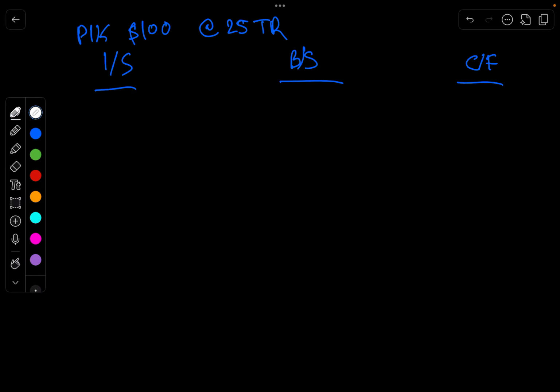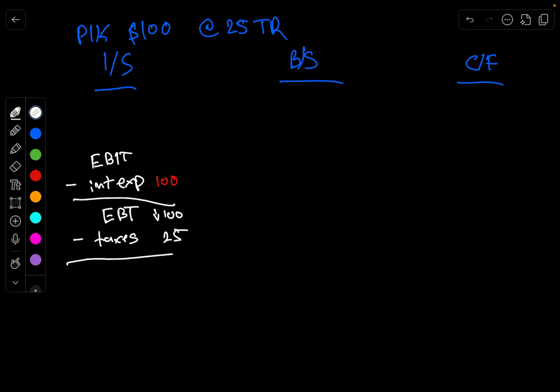So on our income statement, we have our EBIT. We're going to subtract out our interest expense. This includes PIK interest, and that's going to be the 100. Meaning that our earnings before taxes, our pre-tax income, is down by 100, and our taxes are going to be adjusted by 25 because there's a 25% tax rate, meaning that our net income is going to be down by 75 overall.